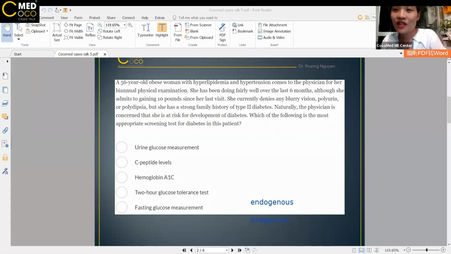Increase. Okay, so for endogenous, we call it insulinoma, meaning excess insulin secretion. So the C-peptide will be elevated. When we check the value of C-peptide and it is decreased, it means the patient doesn't have insulinoma or insulin from their own body. They inject the insulin. It helps us to differentiate.